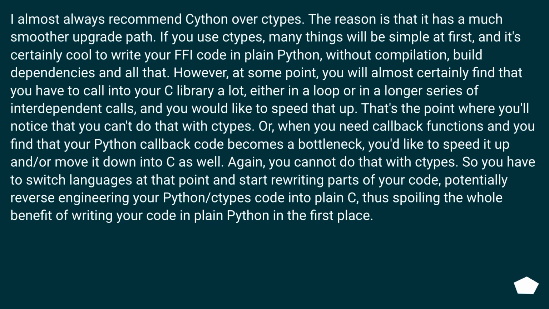However, at some point, you will almost certainly find that you have to call into your C library a lot, either in a loop or in a longer series of interdependent calls, and you would like to speed that up. That's the point where you'll notice that you can't do that with ctypes. Or, when you need callback functions and you find that your Python callback code becomes a bottleneck, you'd like to speed it up and/or move it down into C as well. Again, you cannot do that with ctypes.